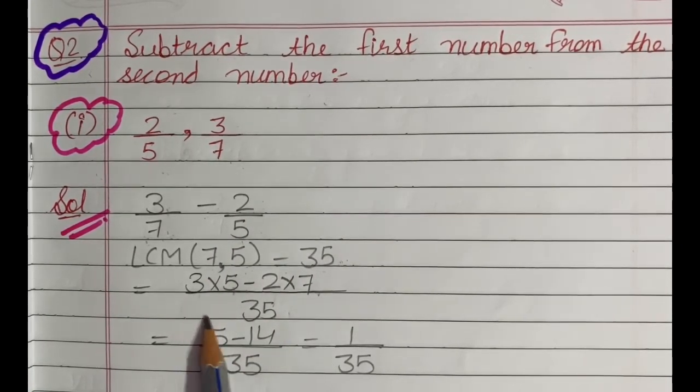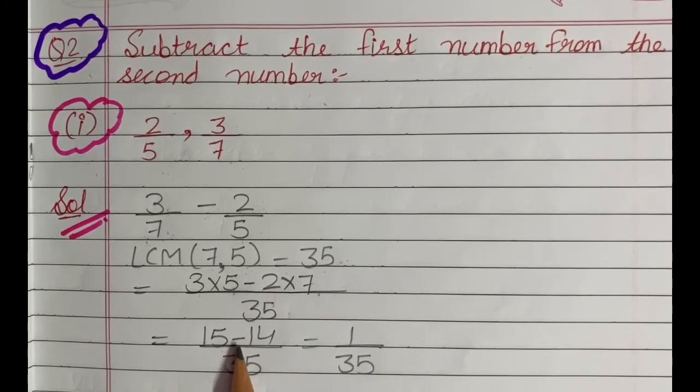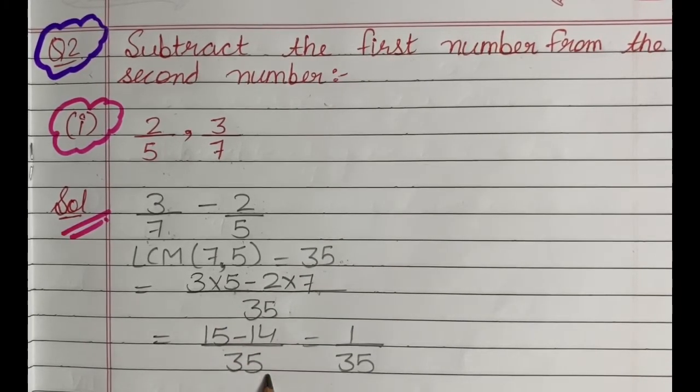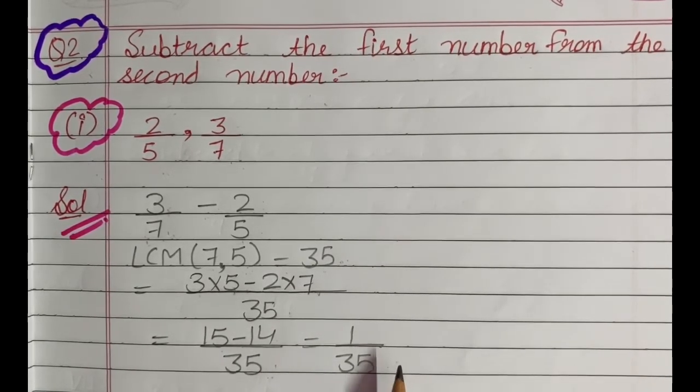Now students, on solving this we will get 15 minus 14 by 35, and on solving this we will get 1 by 35 as an answer. Hopefully it is clear to you.